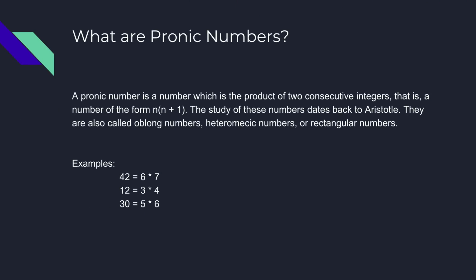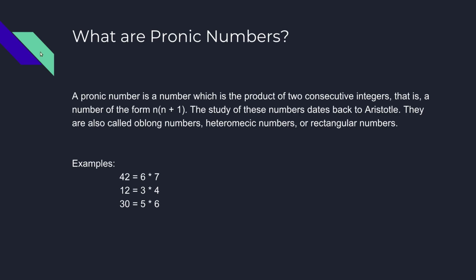The study of these numbers dates back to Aristotle. They are also called oblong numbers, heteromecic numbers or rectangular numbers. In simple words, we are trying to find the factors of a number that are consecutive, and if they are multiplied, they are equivalent to the number. So let's understand this with an example.